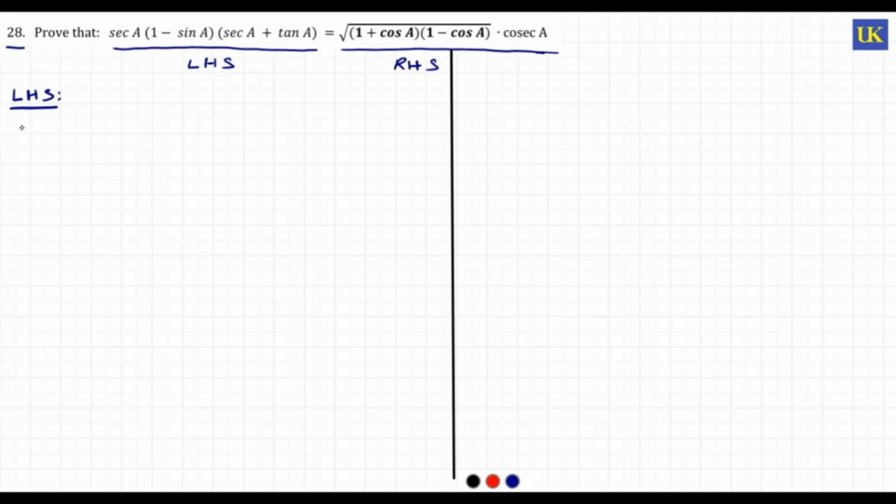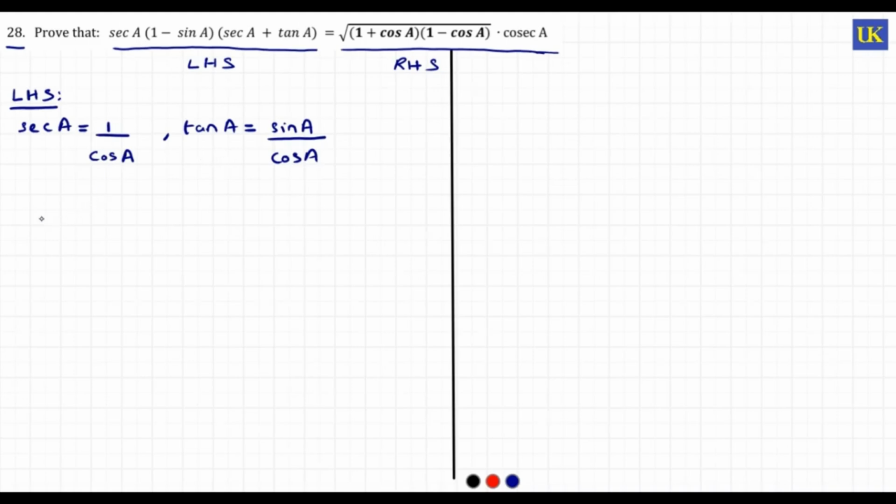Now see here, this sec A can be written as 1 upon cos A, right? Because sec is the inverse of cos A. So we can write 1 upon cos A. This is another way of writing. Then tan A can be written as sin A upon cos A. Now we will use these formulas in this left hand side equation.